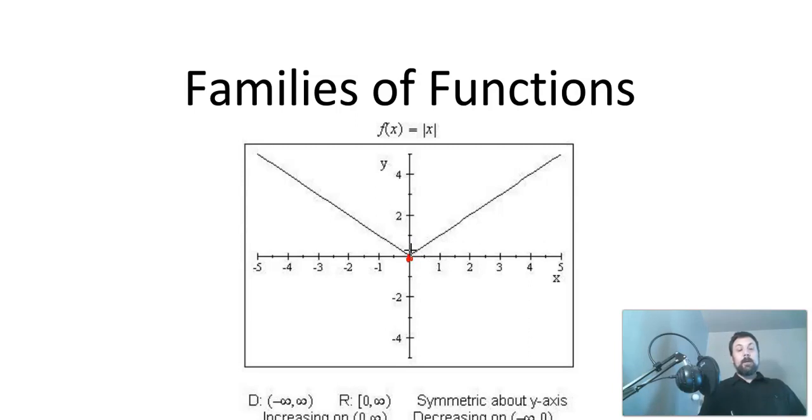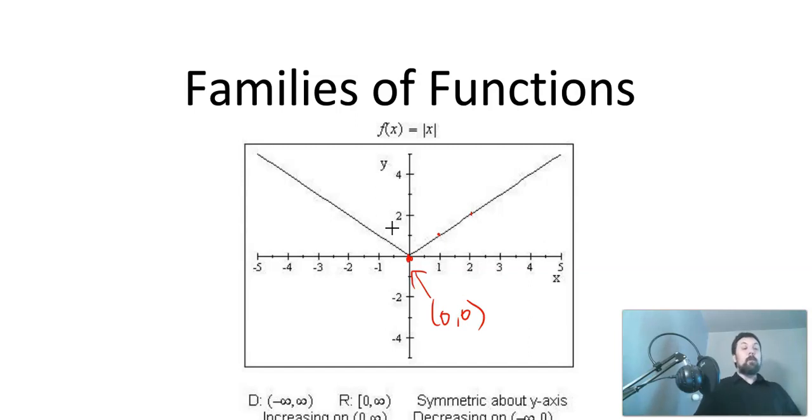So the pointy end of the V should be at 0, 0. All right. Okay, and it's a V shape. It's a straight line going this way, straight line going this way. Notice we have the point 1, 1, 2, 2. That's the basic graph for the basic function.